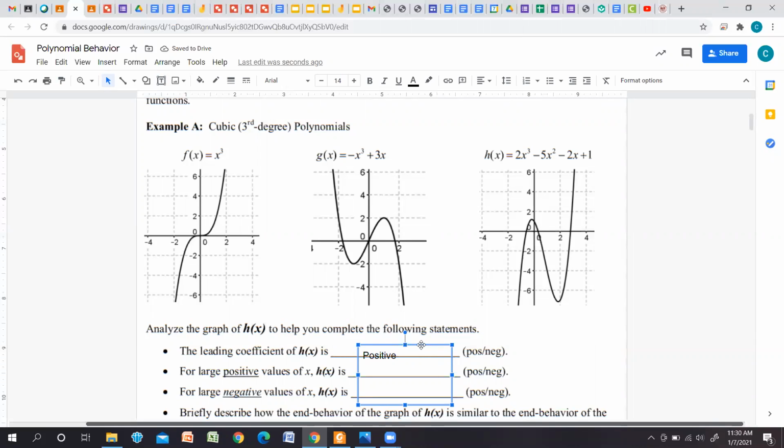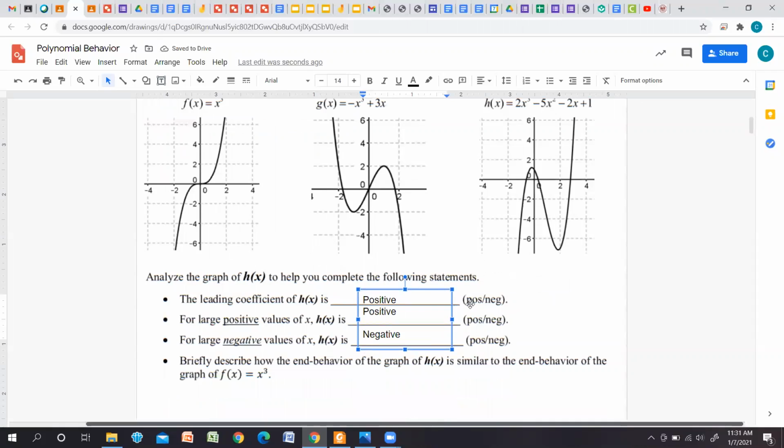Right? It's positive. For our large positive values of h of x, going all the way to the right, you just look at the end of the function, right? That's why it's end behavior. Just look at the end. And it is positive on the right side. And on the left side over here, it's negative.